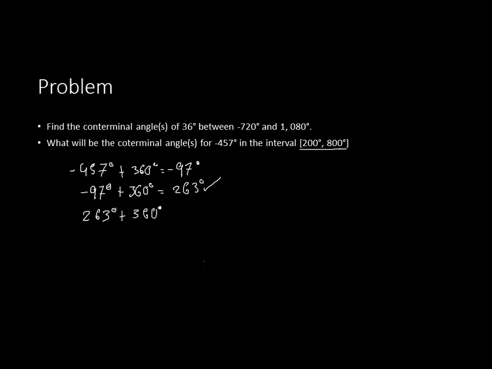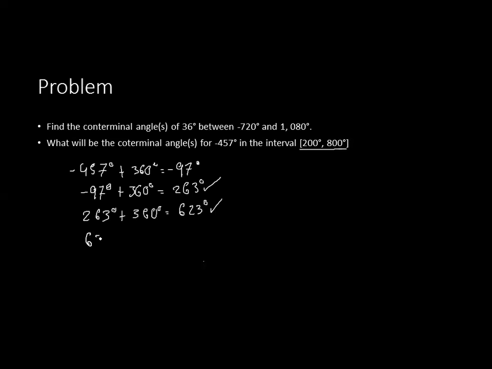260 degrees plus 360 degrees. Let me take a look. 260 degrees plus 360. We have 623 degrees. All right. So we're also good to go because this angle is part of this interval as well.